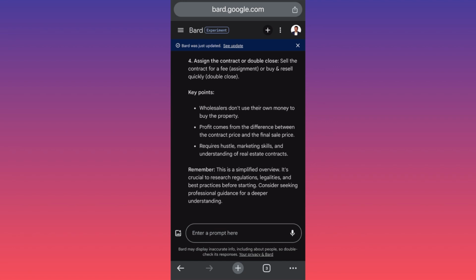This is a simplified overview, guys. You should always consider speaking with professionals, but just to get an idea and to wrap your head around what it is and how it actually works.